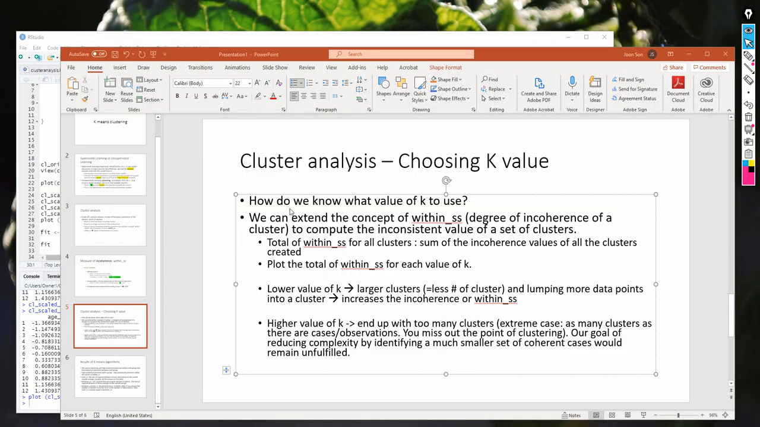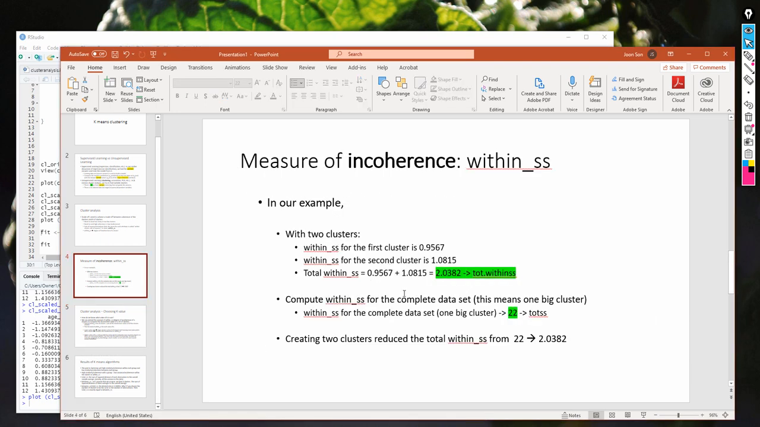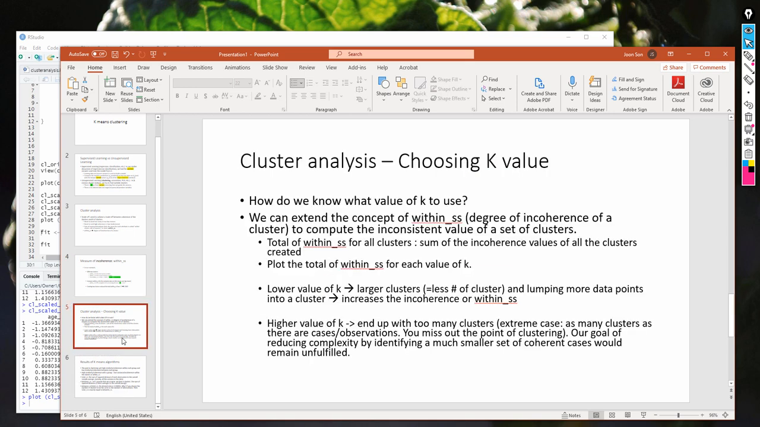So the question is, how do we know what value of k to use? Remember in a previous lecture, I talked about the within SS. We need to extend this concept of within SS. We know that within SS is the degree of incoherence of the cluster, incoherence, not the coherence, to compute the inconsistent value of the set of clusters.